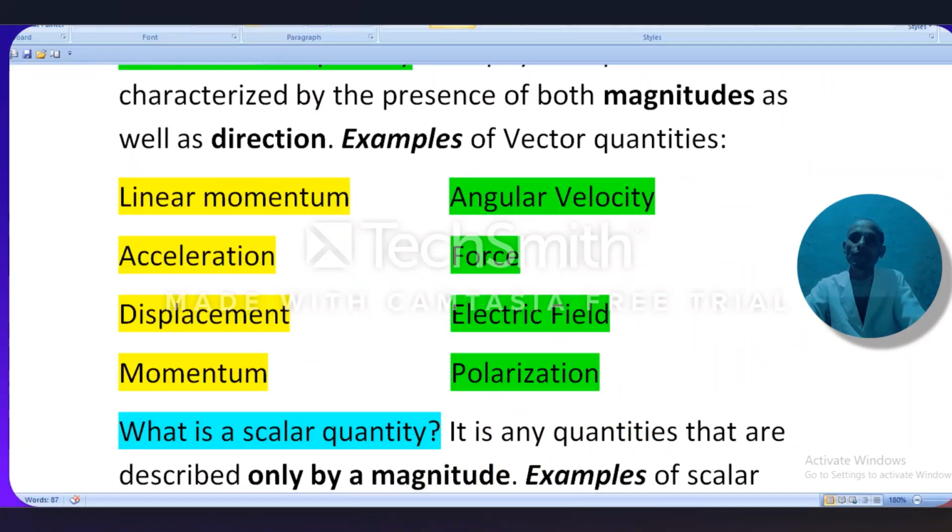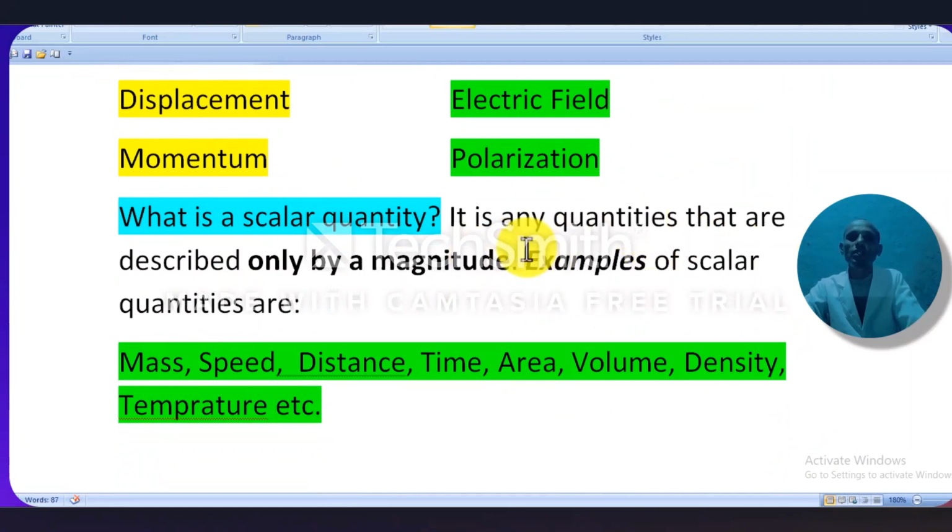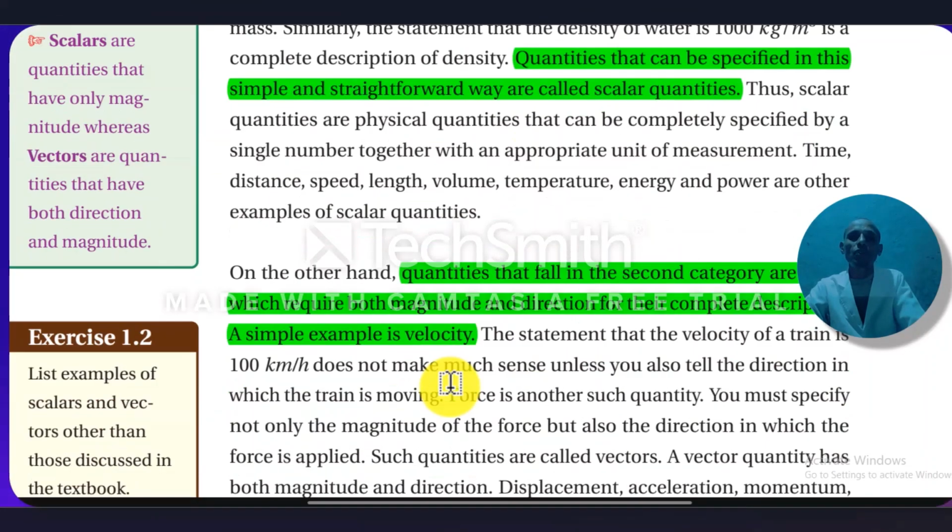Scalar quantity means any quantity that is described only by magnitude. Examples of scalar quantity: speed, mass, distance, time, area, volume, density, and temperature are some examples. On the other hand, quantities that fall in the second category are those which require both magnitude and direction for their complete description.